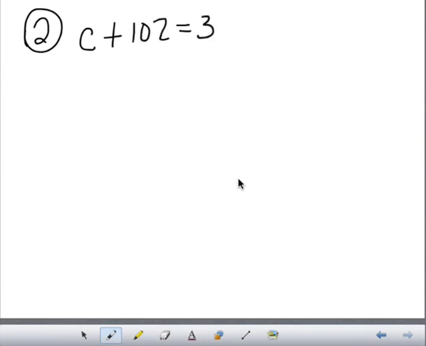All right, number two, you have c plus 102 equals 36. Again, I want to get the c by itself, so what do I need to do? Well, I've got to get rid of adding 102, so what gets rid of adding 102? Subtracting 102, which I can do as long as I do it to both sides of the equal sign. Those cancel each other out, leaving me with 36 minus 102.